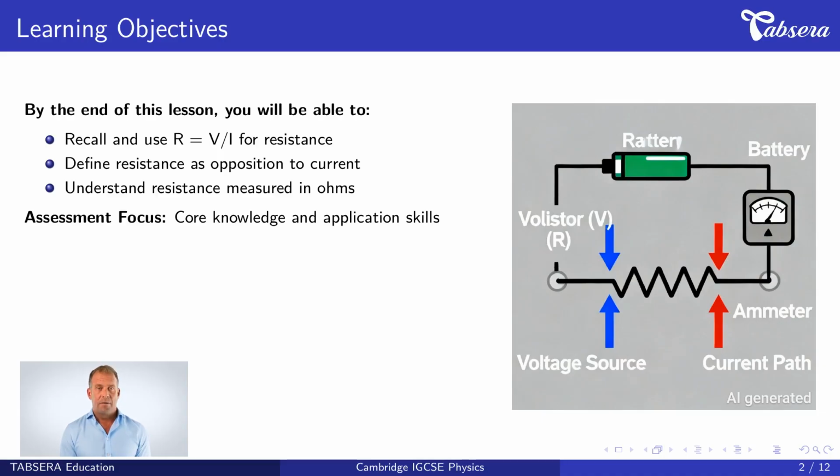Let's examine our learning objectives for today. By the end of this lesson, you will be able to, first, recall and use R equals V divided by I for resistance. This fundamental equation connects voltage, current, and resistance.